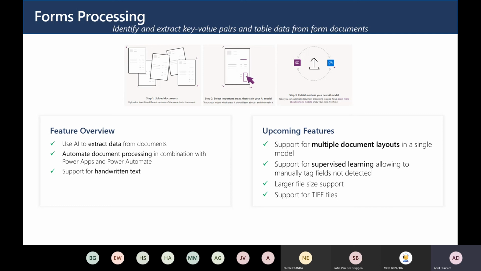And there are some limitations on the file size, so that's going to be up a little bit so you can have larger files. And I think right now you can have PDFs, PNGs, JPEGs. We don't support TIFF files right now, but that's also coming.